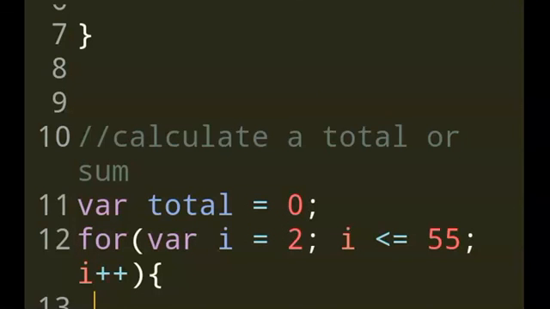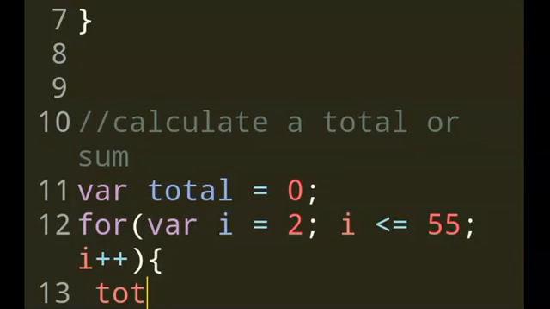Okay, total equals total plus I, or you can also write it in another way I told you, plus equal. So if you write total plus equal to I, it means total equals total plus I. Keep that in mind.